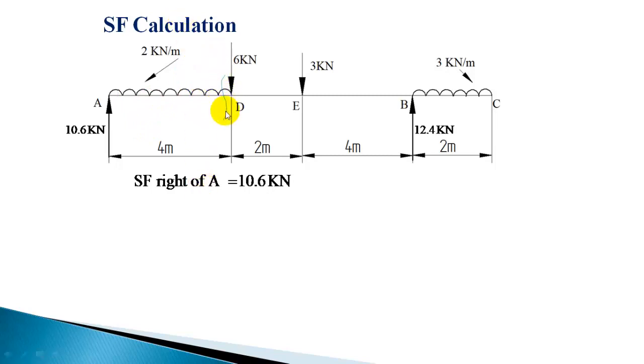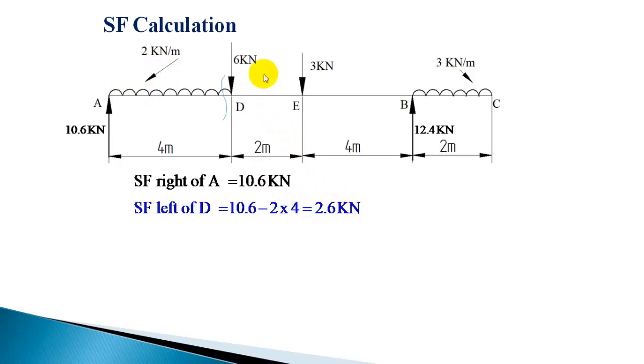I have taken a section here. Now calculating the shear force, 10.6 minus 10.6. I am just seeing the loads on the left part. 10.6 minus 8. This complete length UDL is there. This is only very small distance away. So 10.6 minus 8, which will give 2.6.